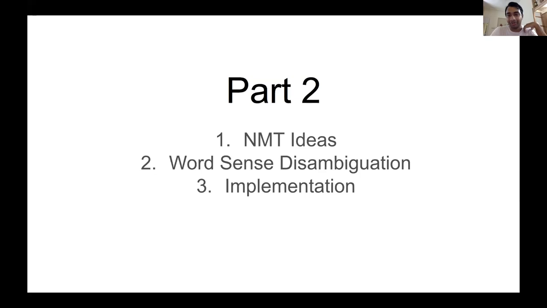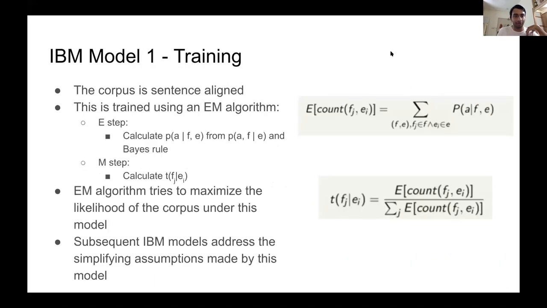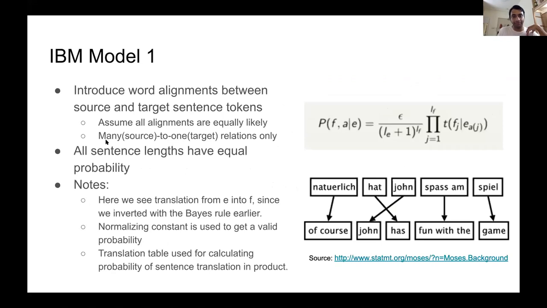I remember that the IBM Models 2 through 4 basically just try to overcome some of the simplifying assumptions that we made in Model 1. For example, some of the assumptions made in Model 1 were that all sentence lengths have an equal probability of occurring, or that all alignments have equal probability of occurring. Incrementally, these models eliminate these assumptions and improve the performance. Yeah, so you can think of these as all incremental work built over IBM Model 1.